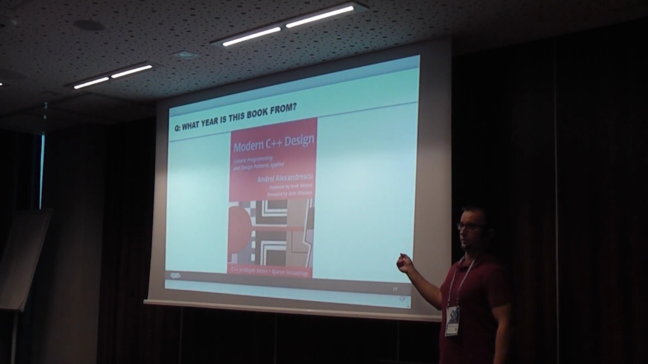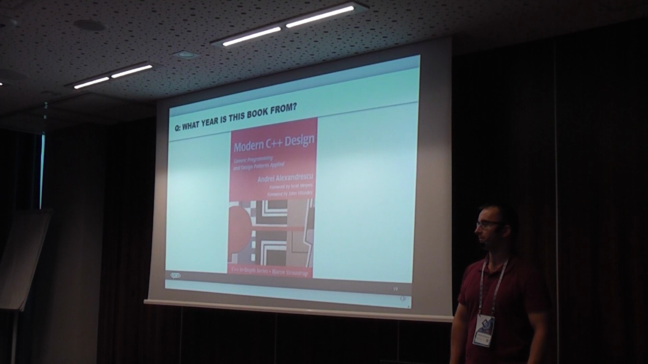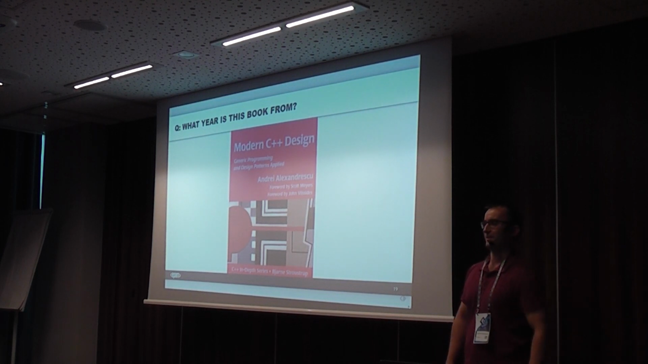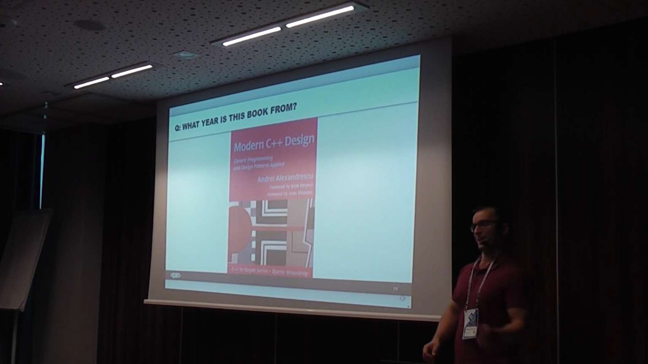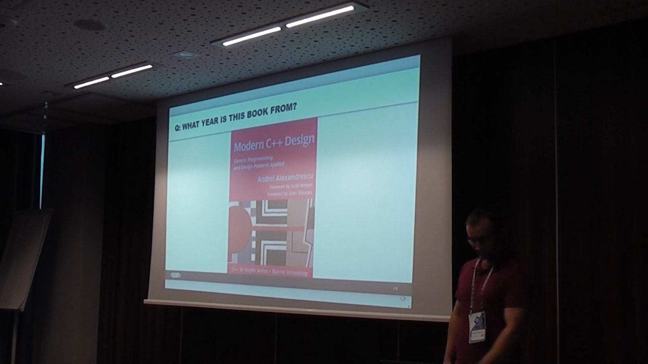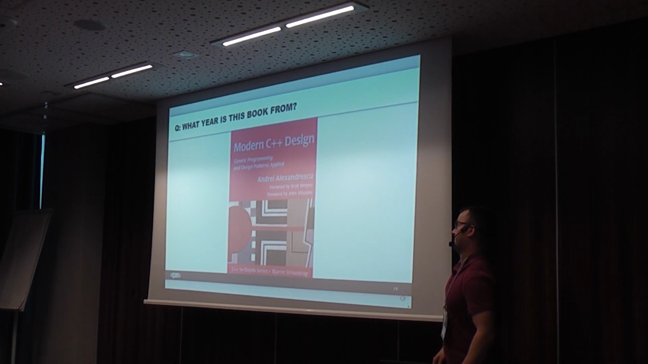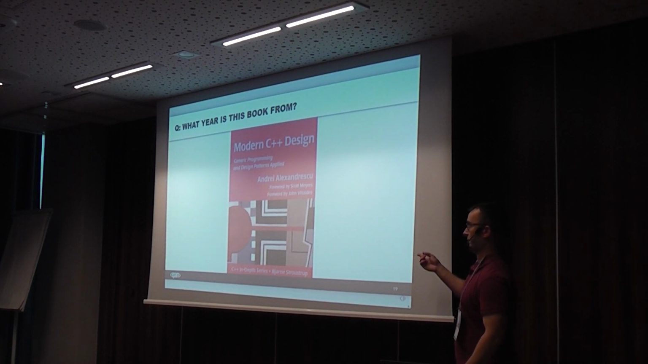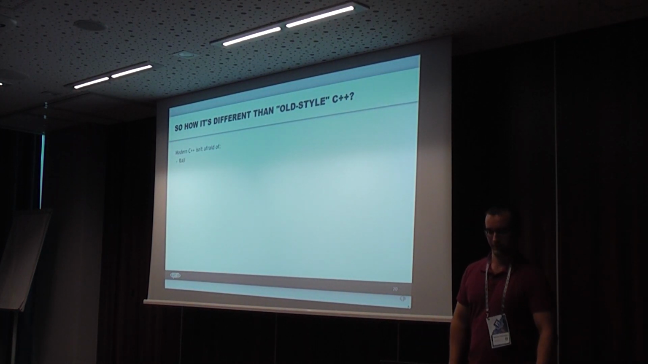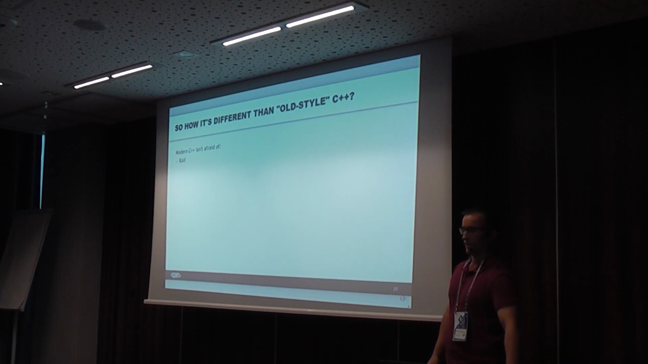So, who knows which year this book is from? You can guess. 2006. It's older. It's even older than that. Any other guesses? 2000. You're very close, but it's younger. So it's actually from 2001. So, as you can see, modern C++, which was born with this book by Alexandrescu, is not that young. And how is it different from the C++ that so many of us are or were used to?